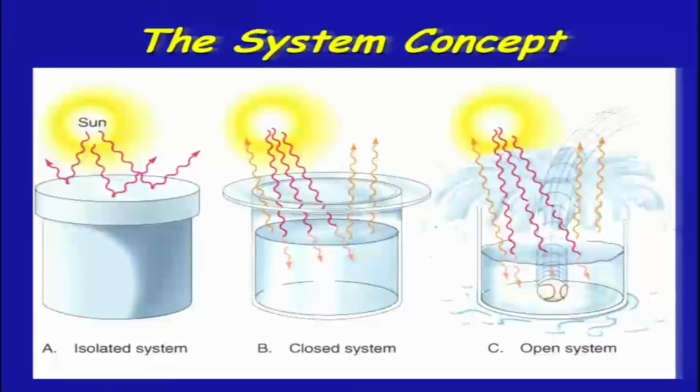We can classify a system as either completely isolated, or a closed system, or an open system. So, Earth as a system, let us see what type of system the Earth system is, whether it is isolated, closed or open.